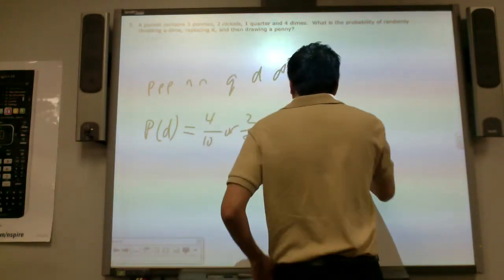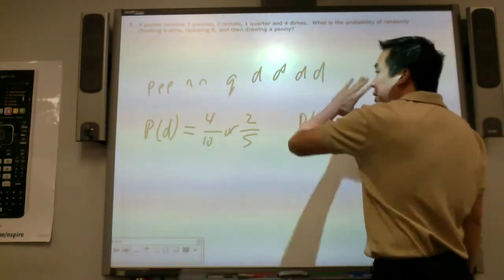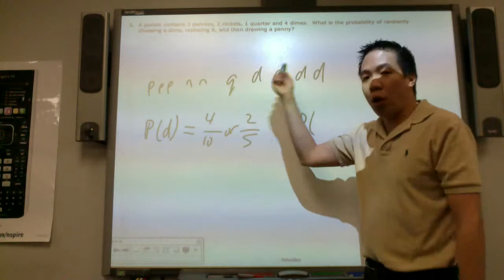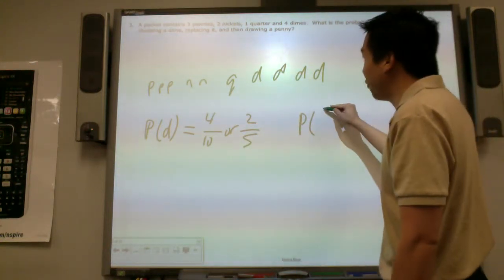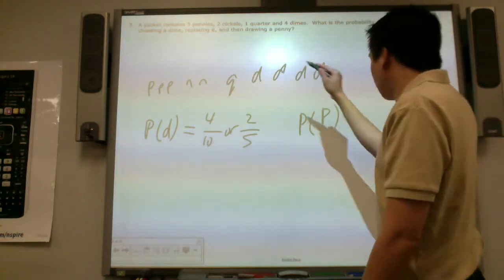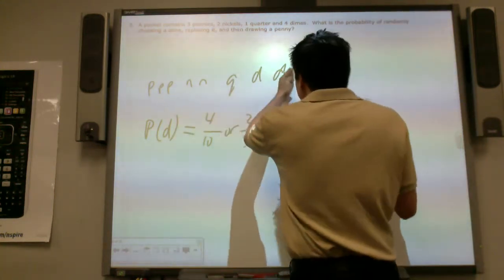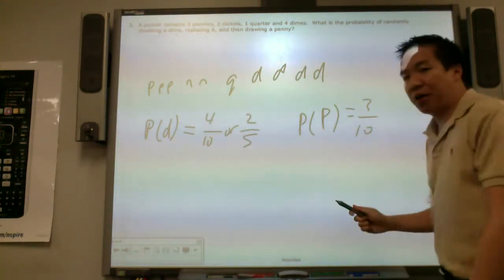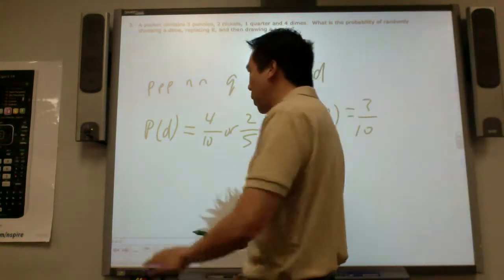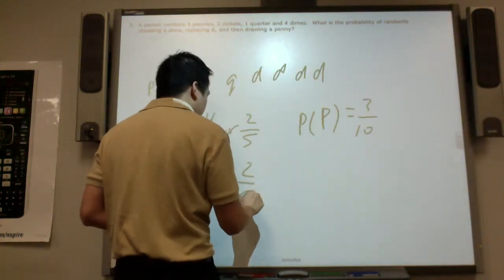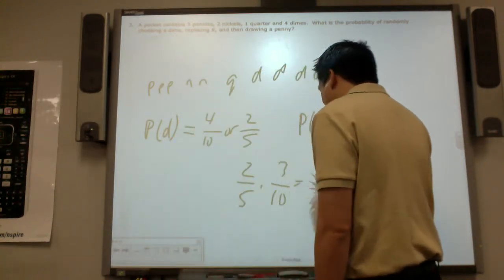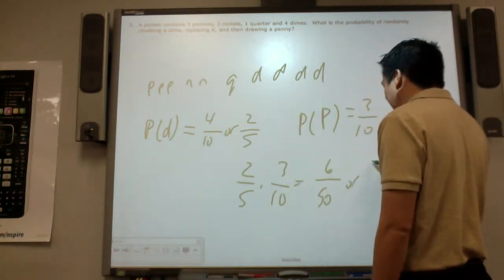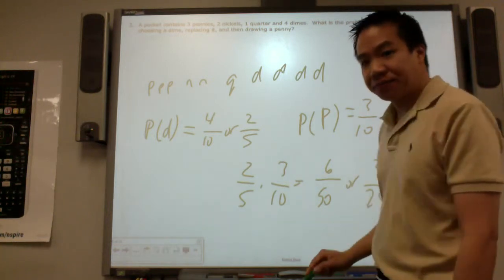Then it says, I took this dime out. I replaced it. I placed it back. So does the quantity change inside the pocket? No. So what's the probability of a penny? There are 3 pennies out of 10. Can I break down 3/10? I cannot. So the probability of a dime is 2/5. The probability of a penny is 3/10. So it's 6 over 50, which simplifies to 3 over 25.